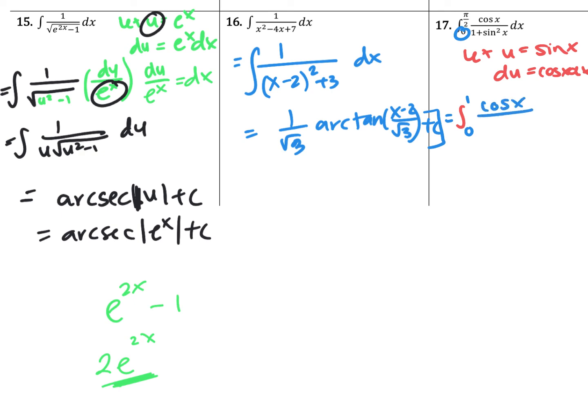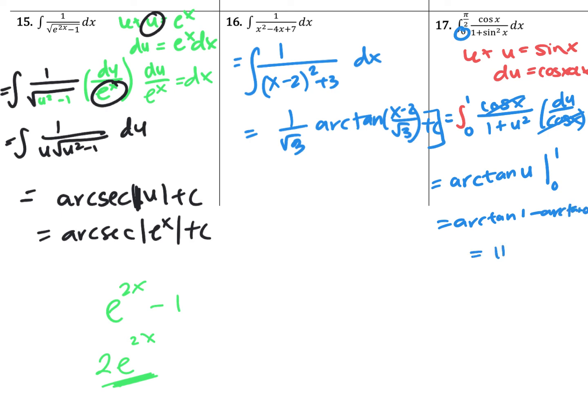This is cosine x over 1 plus u squared times du over cosine of x. So the cosines are going to divide out. And now I have 1 over 1 plus u squared, which is arctangent. So this is going to be arctangent of u evaluated from 0 to 1. So this is going to be arctangent of 1 minus arctangent of 0, which is going to be pi over 4. So a lot was covered in this video.